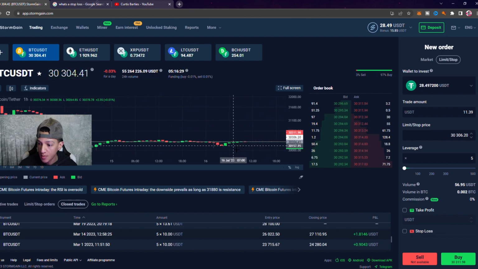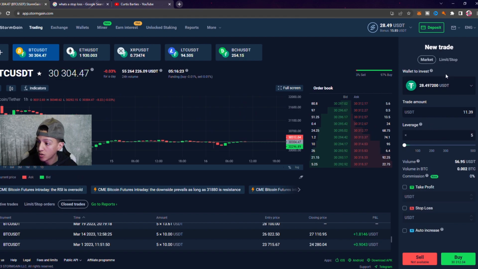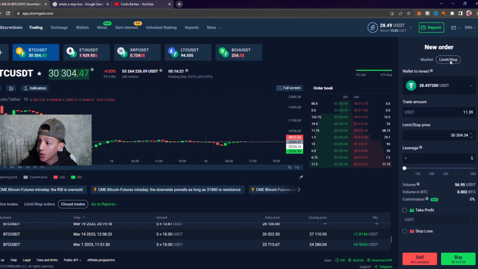So currently Bitcoin is at, as we can see, 33,000. So I'm going to do a market trade just to make it go a little bit faster. But if you wanted to do a limit trade, we just do that. A limit trade is where you want to set your price of BTC. So if you wanted to do a Bitcoin price, we'll just say Bitcoin is 33,111.